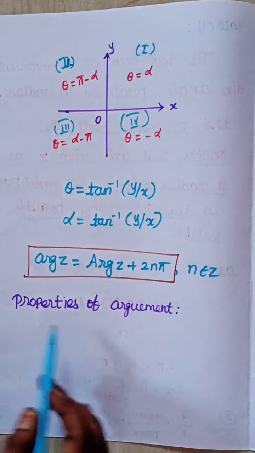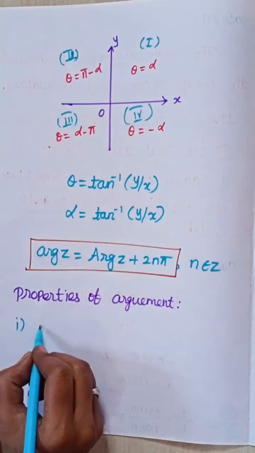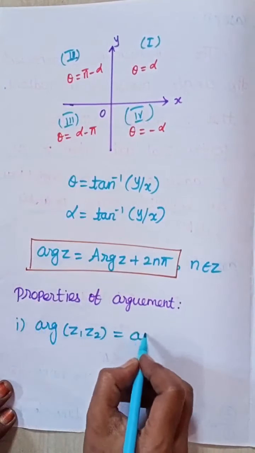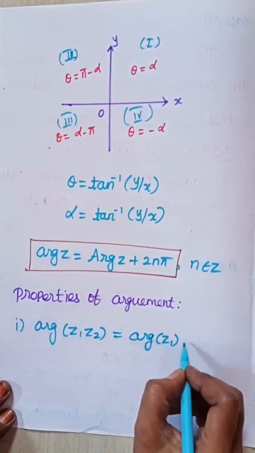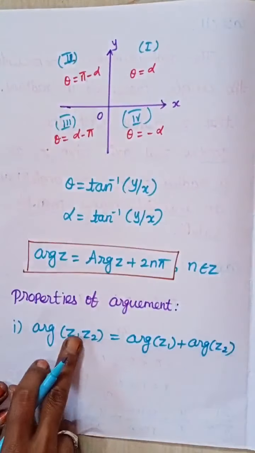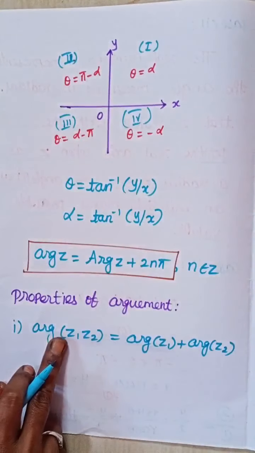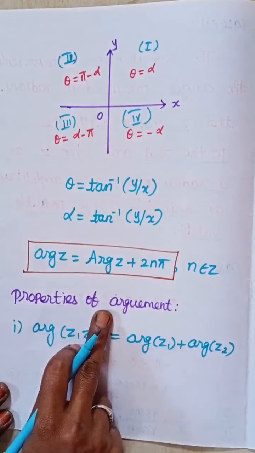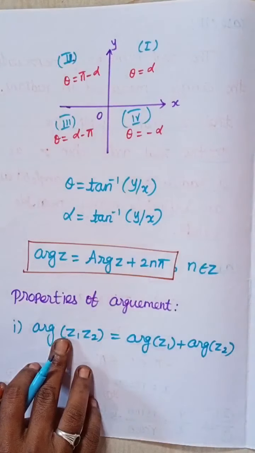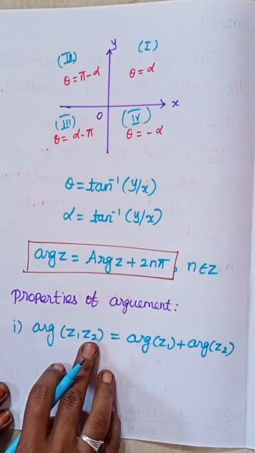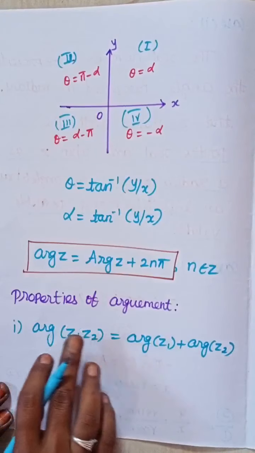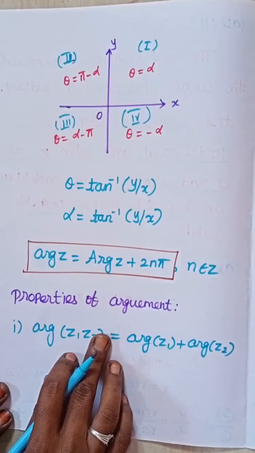Now see some properties of argument. The first property is argument of z1 into z2 is equal to argument of z1 plus argument of z2. Notice carefully, in modulus and in bar the value occurs the same. Modulus of z1 z2 means, on the right hand side, modulus of z1 into modulus of z2. Write it separately.